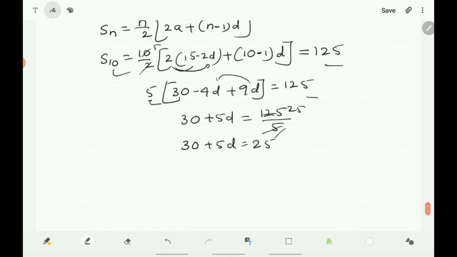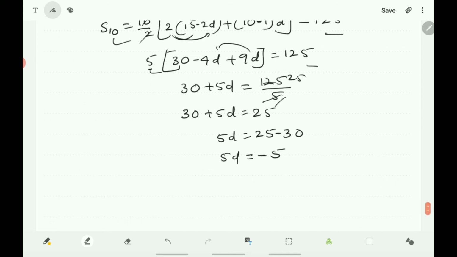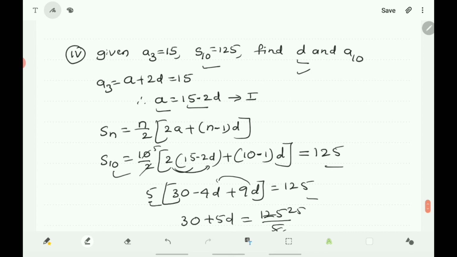So 30 plus 5d is equal to 25, and 5d is equal to 25 minus 30, that is 5d is equal to minus 5. 30 minus 25 is 5, that is 25 minus 30 is minus 5. So d is equal to minus 5 by 5, and d is equal to minus 1. So you got the value of d is minus 1.